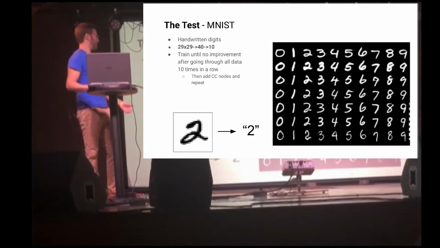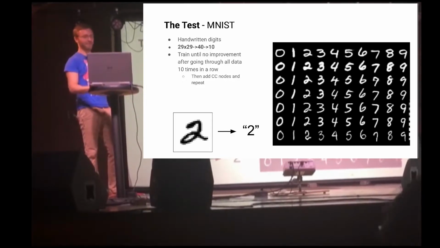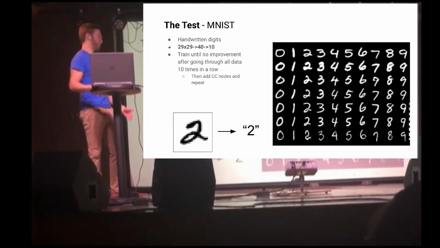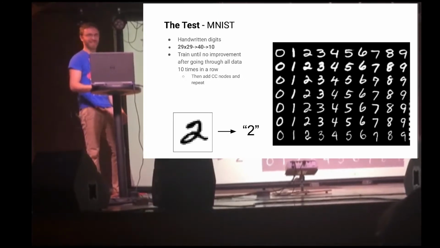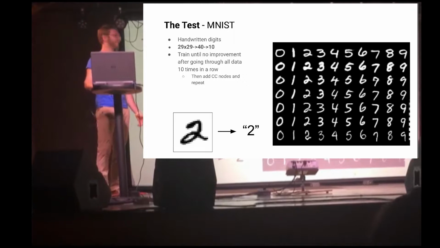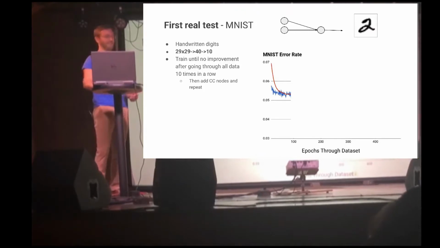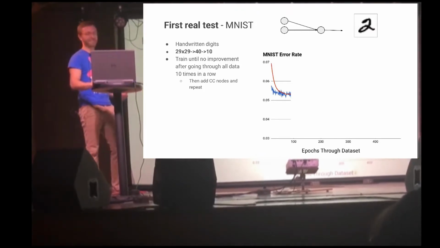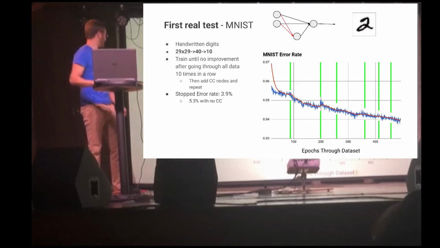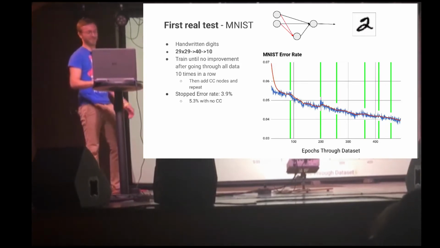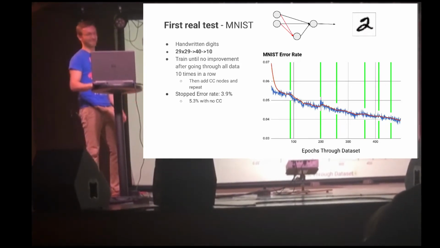And we did that until it went 10 iterations through the whole data set in a row where no improvements were made. And then we would add a set of these CC nodes to every single neuron, and then just basically repeat the process. And what ends up happening is after about 100 epochs, this thing flatlines at about 5.5% error, and after adding all my CC nodes, it goes down to just under 4%. So we were super psyched that this thing works.